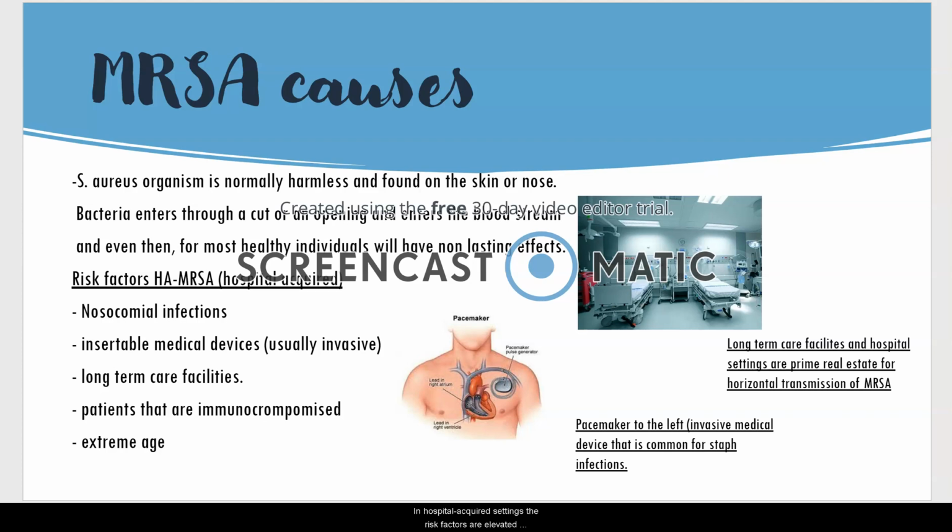In hospital-acquired settings, the risk factors are elevated because the patients are more vulnerable. This can be due to age, or if the patient is immune compromised, and or adverse side effects of other antibiotics that the patient might be taking. Other risk factors may include invasive insertable medical devices such as catheters, prostheses, and drains. Last but not least, the aggregation of sick people in confined spaces makes the disease more transmissible, and this is also known as nosocomial infections.